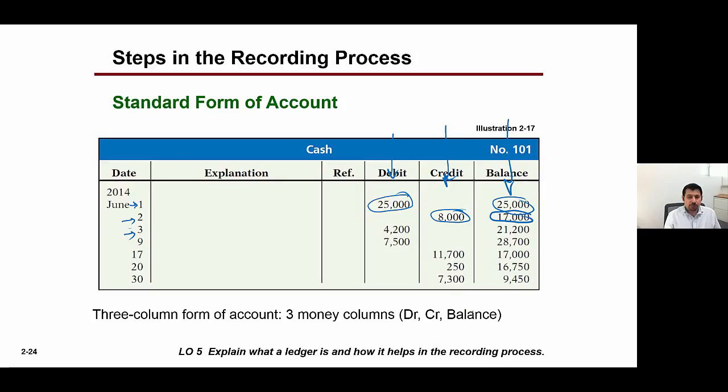Now, in general, the explanation is used to provide additional information. However, in certain cases, it's not, and we will see soon why. And the reference also, we will see when it will be used, or what to include under reference. So basically, the first time we include the amount under the correct column, debit, credit or balance, and we have the date. This number here is the number of the account as it shows on the chart of accounts.